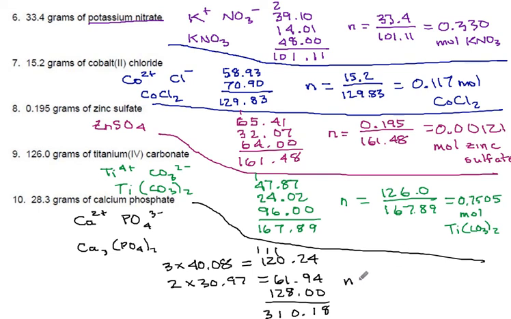And once we have that, the last part is pretty easy. 310.18. Divide that out. And I get 0.0912 moles calcium phosphate. Can I fit it in? Just barely. All right, so pretty straightforward, I think.